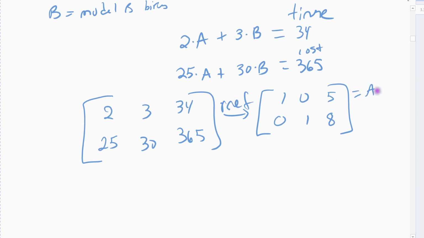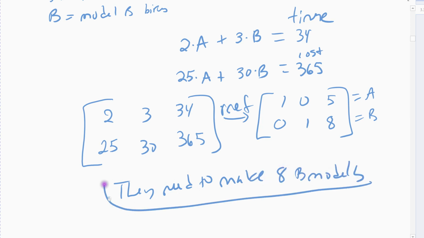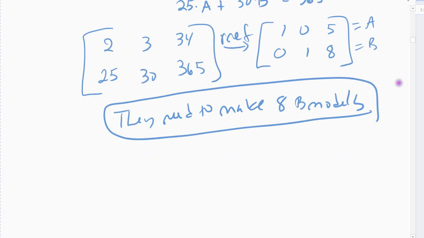Alright, so A is the first one, B is the second one, and we only want B. We found both, but they need to make 8 B models, and 5 A models, but they didn't ask me for that. They only asked me for the B models. And the next question on this page, we're going to do by page, kind of just easier. So the second question on page 2.